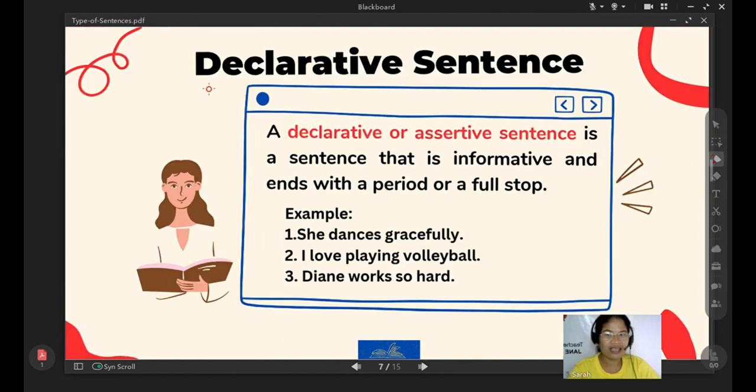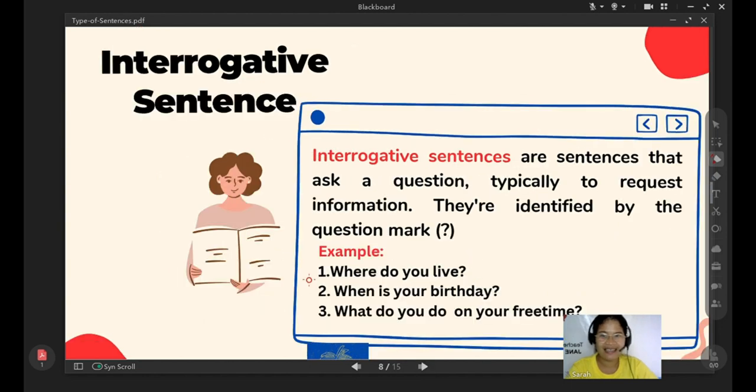So now let's talk about the declarative sentence. What is a declarative sentence? A declarative or assertive sentence is a sentence that is affirmative and ends with a period or a full stop. For example, she dances gracefully. I love playing volleyball. Do you work so hard? Okay, those are examples of declarative sentences. Next.